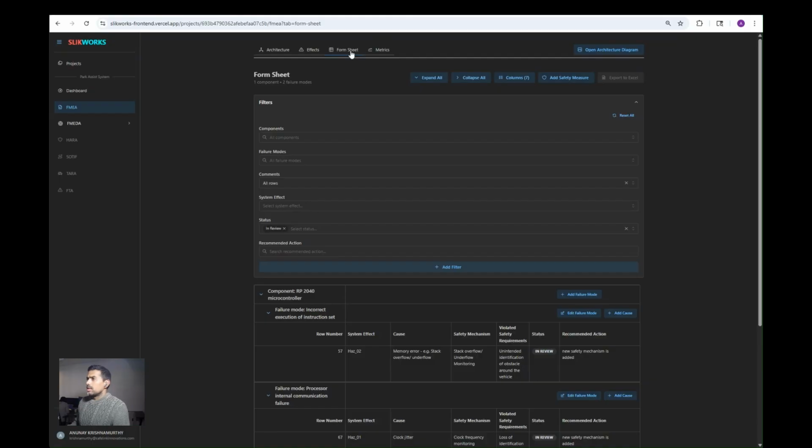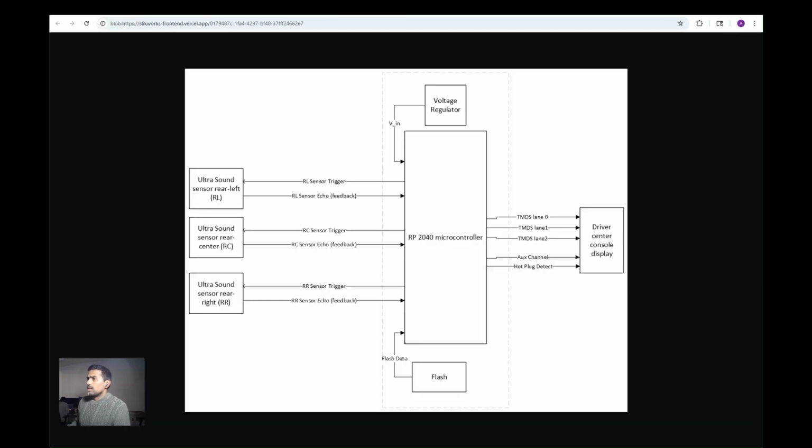So this is, in a nutshell, how to use SLIKWORKS, and we've used this to do the FMEA for a very simple project, which is looking at ultrasound sensors to determine if there's an object and see if the vehicle has to do any reaction.